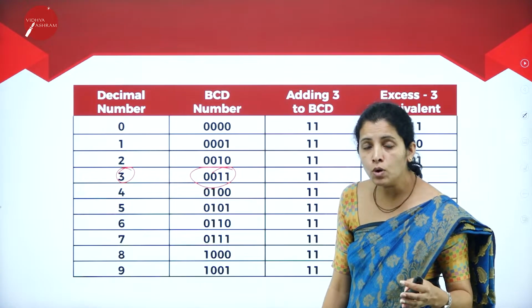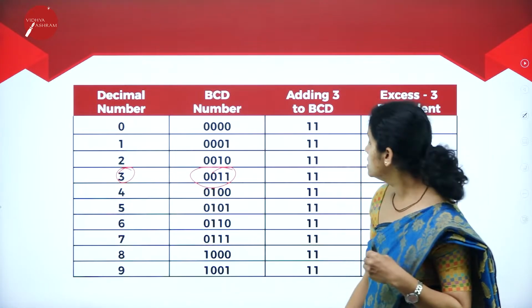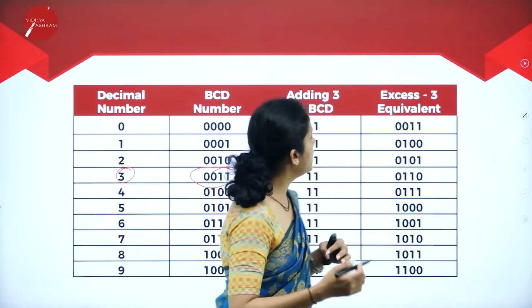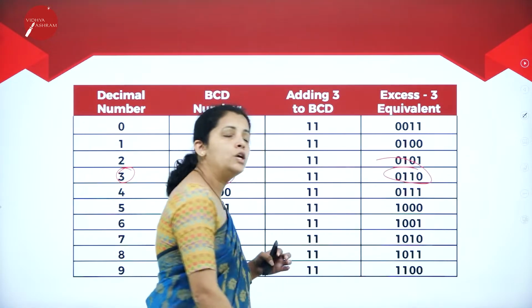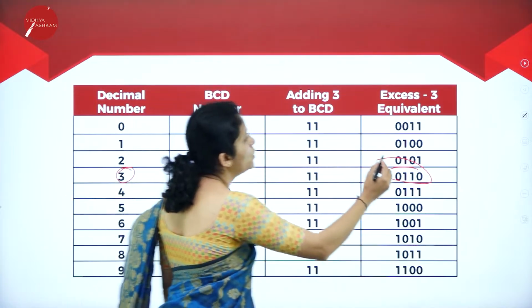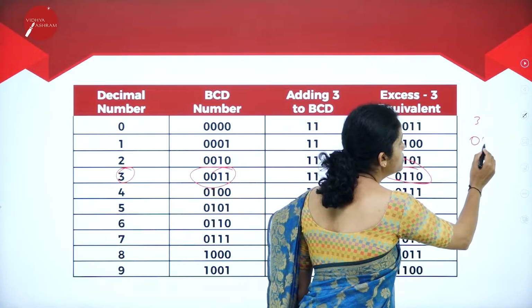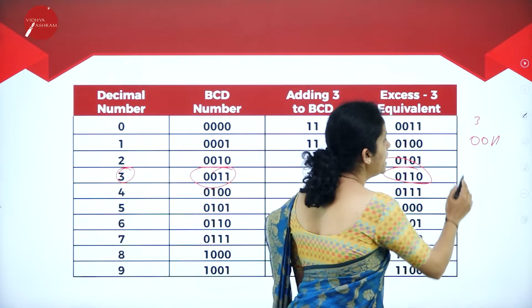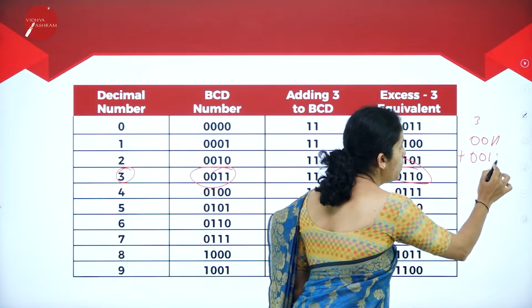Then what I want to do? I want to add plus 3. So 3 plus 3, it is 6. Then how can I represent 6? That is 0, 1, 1, 0. That means first I'm going to take 3. To represent 3, I'm having 0, 0, 1, 1. Then I want to add 3, that is 0, 0, 1, 1.